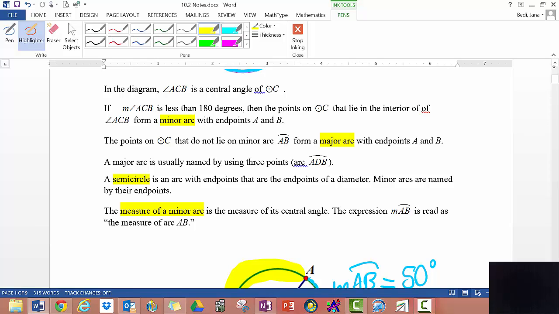In the diagram, and we can't see that, but you can slow down the video to distinguish between a minor arc and a major arc. Briefly, a minor arc measures less than 180 degrees. A major arc is more than 180 degrees. If an arc measure is 180 degrees, that means it is a semicircle.